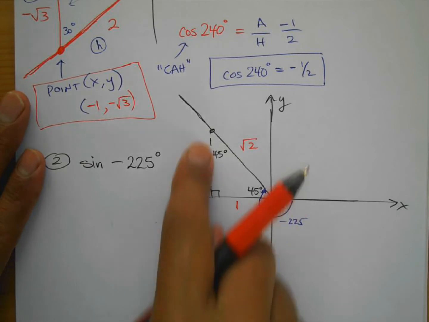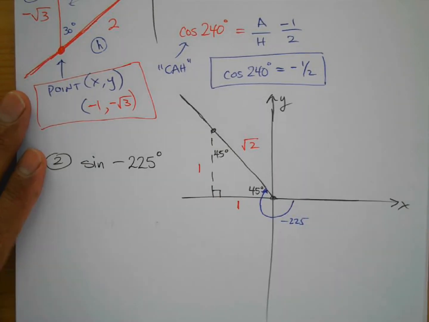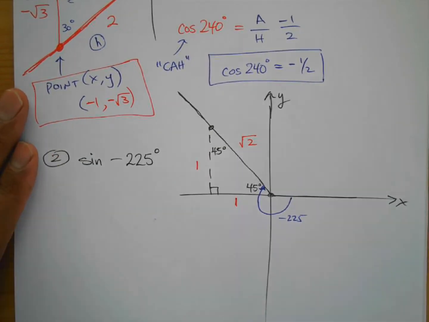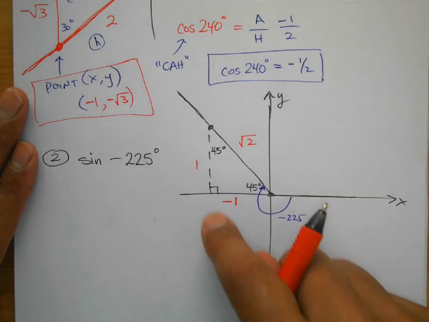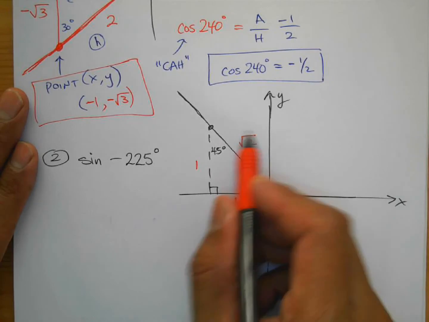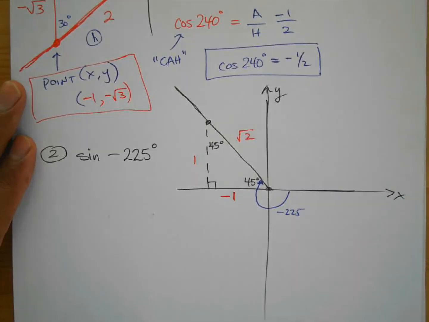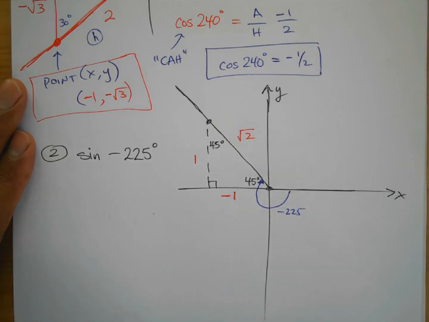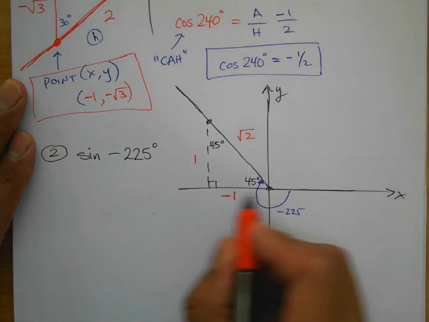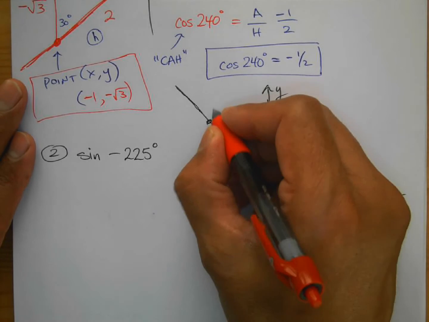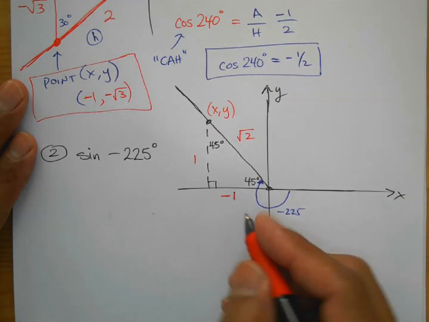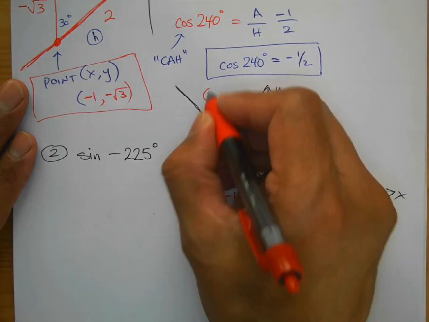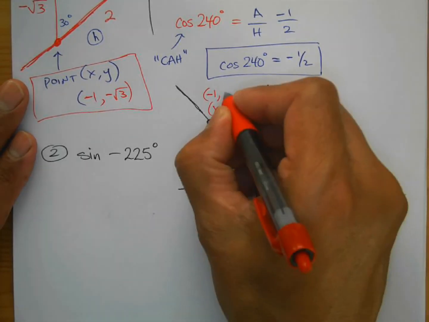Then you make sure and look at your x and your y. Do any of these need to be negative? Yep, this one. It's on this side of the x-axis. This one's up, so it's positive y, it's fine. Hypotenuse is always positive. You might as well name the point now. If I've got this and this, what's this x, y going to be? The point's going to be negative 1 on the x, positive 1 on the y.